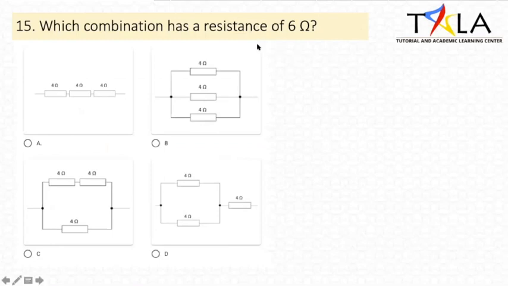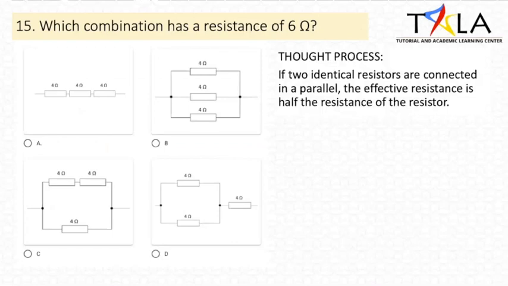Which combination has a resistance of 6 ohms? Okay. Guys, please take note of this. This is a universal fact, or this is a mathematical fact. If 2 identical resistors are connected in parallel, the effective resistance is half the resistance of the resistor. Parang twister. Again, if two identical resistors are connected in parallel, the effective resistance is half the resistance of the resistor.